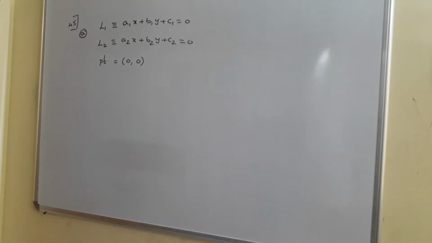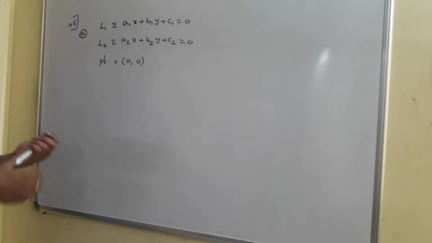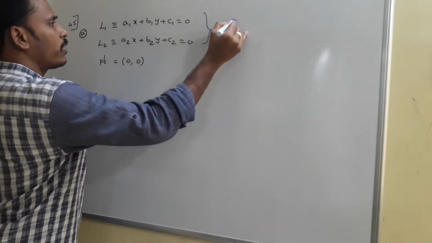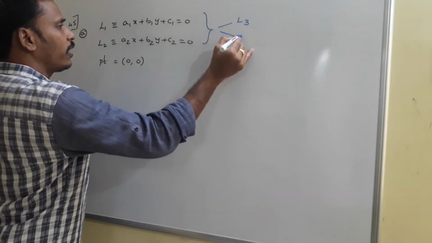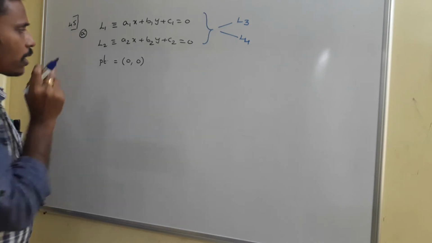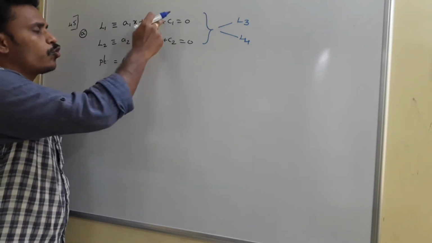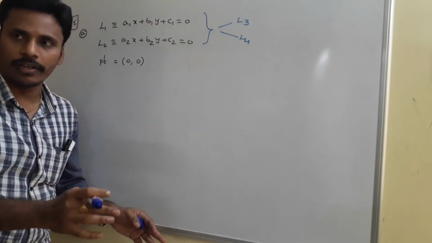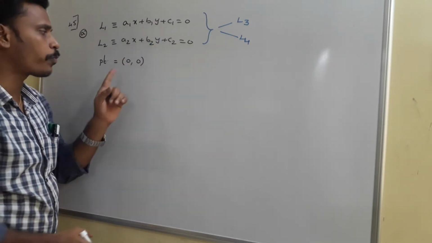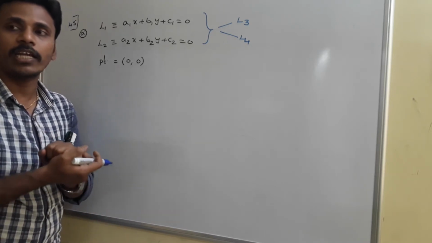45a. Here we have two lines: a1x + b1y + c1 = 0 and a2x + b2y + c2 = 0. As we discussed, for these two lines there are two angular bisectors, L3 and L4, one with plus sign, other with minus sign. Now the point is (0, 0). These two lines will make four regions and two angular bisectors. In any one of the regions this point is located. We need to find out the bisector containing the origin.